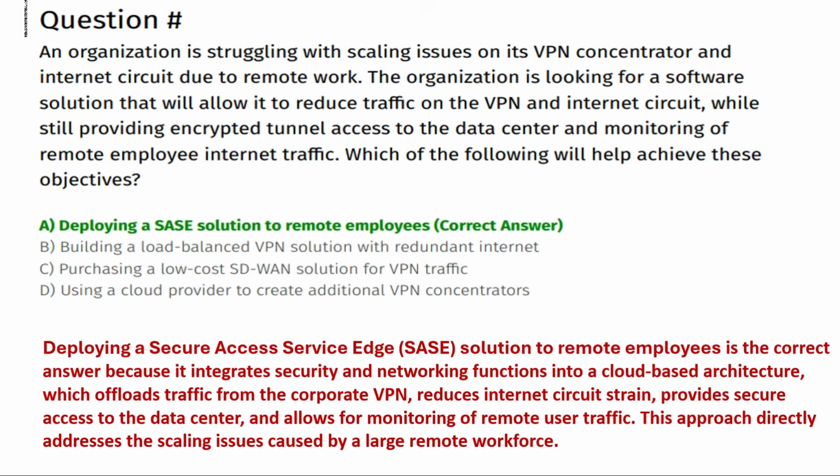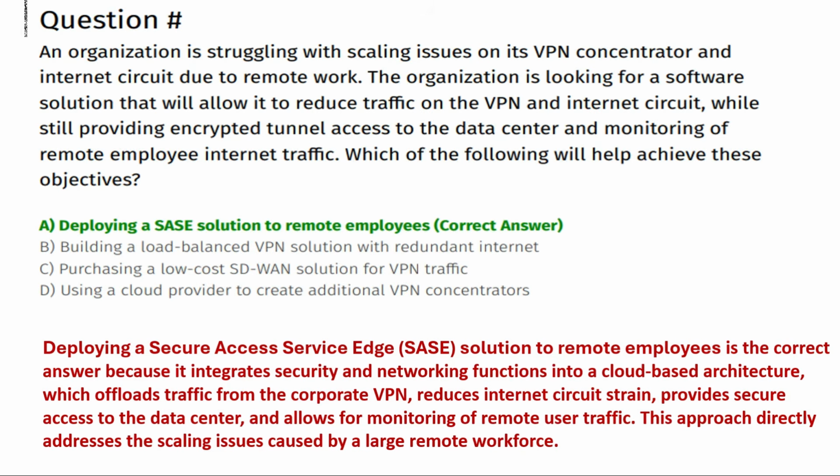Next question is, an organization is struggling with scaling issues on its VPN concentrator and internet circuit due to remote work. The organization is looking for a software solution that will allow it to reduce traffic on the VPN and internet circuit while still providing encrypted tunnel access to the data center and monitoring remote employee internet traffic. So which of the following will help achieve these objectives?